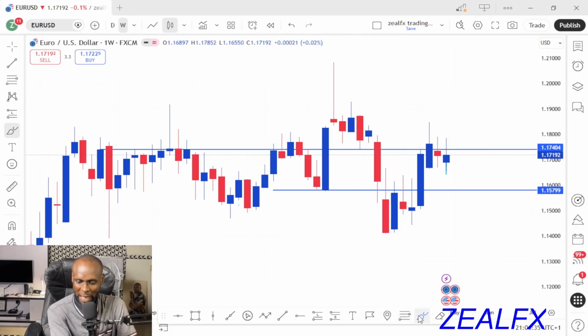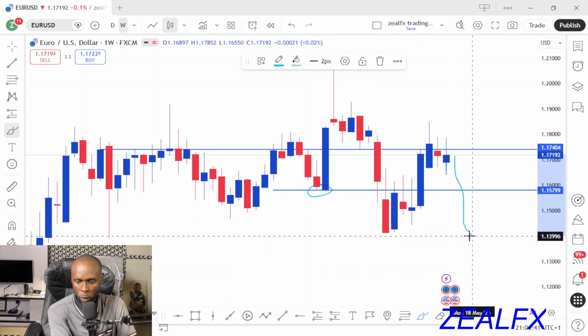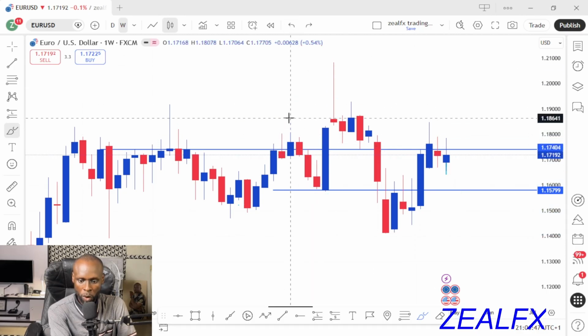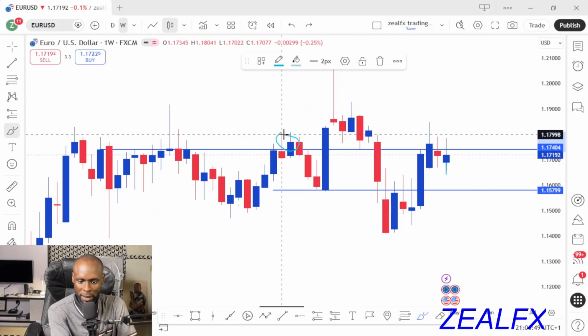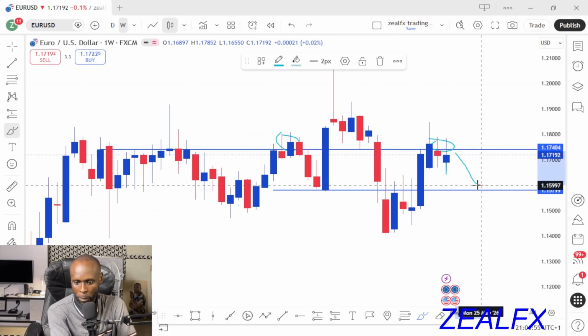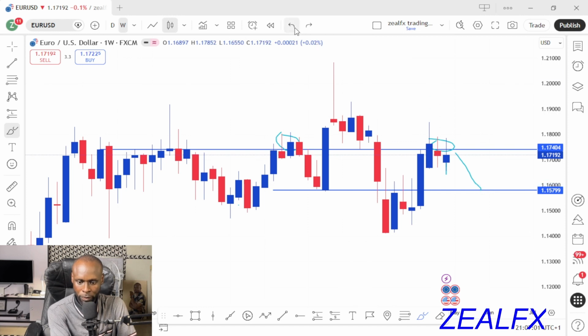Then we also have price break this higher low. This is also a sign of price dropping to the downside for the Euro USD. So now we can clearly see that price closed on this resistance area and price failed to break. So as long as price fails to break this resistance, this is an indication of reversal trend for price to drop to this next weekly support level on the Euro USD.